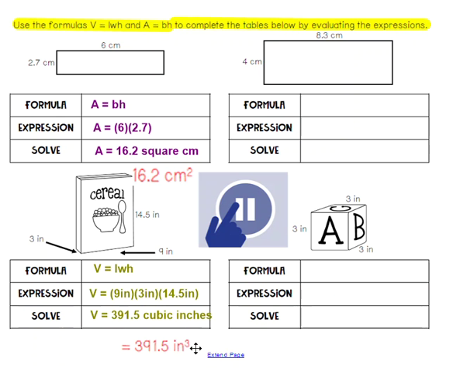Or we can write it like this, since it's volume, or since it's cubic inches, that's going to have an exponent of 3. So notice, area was a square unit of measure. Volume is a cubic unit of measure. Okay, now pause and do these two on your own.